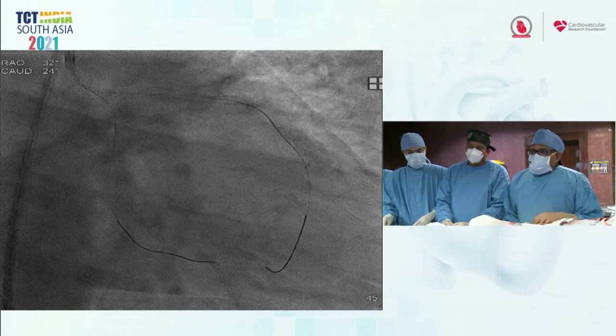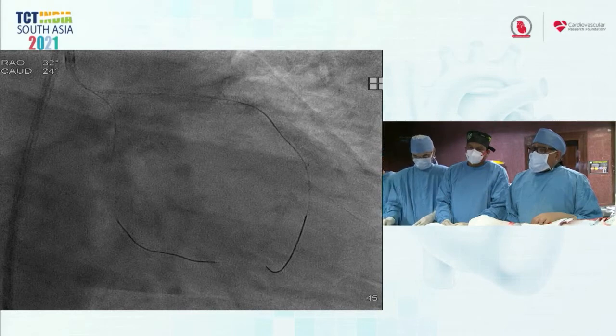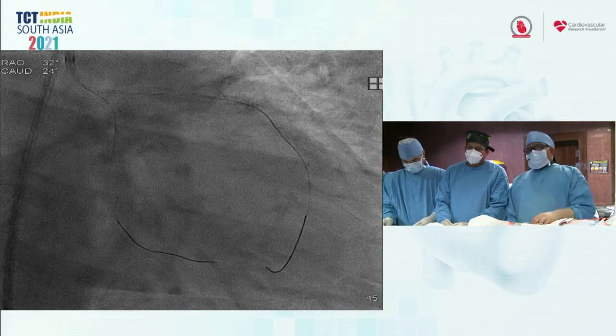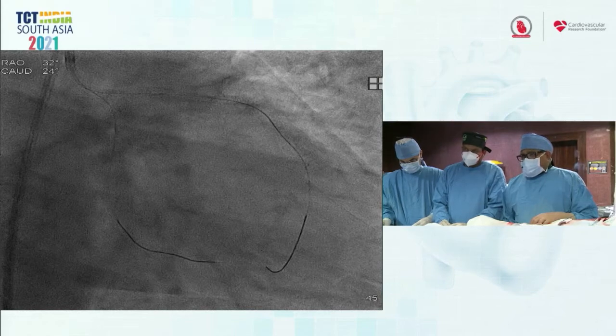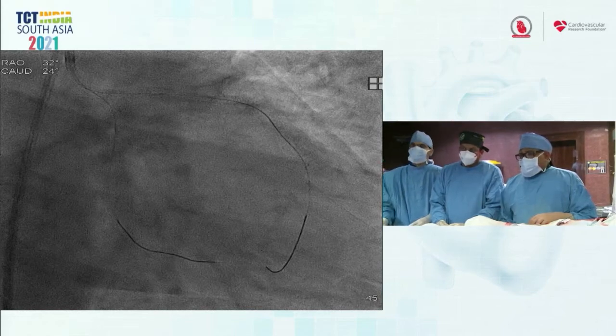So here the query is whether there is a need to have a kissing. We say 2.5 balloon across the LCX and 3.5 across the LAD, or should I go ahead with the POT across the left main only without having a balloon across the LCX? Though on angiography the LCX ostium seems to be significant, we can very well go ahead and do the FFR and, if required, IVUS as well across the ostium of the LCX to decide about any further dilatation across the ostium.